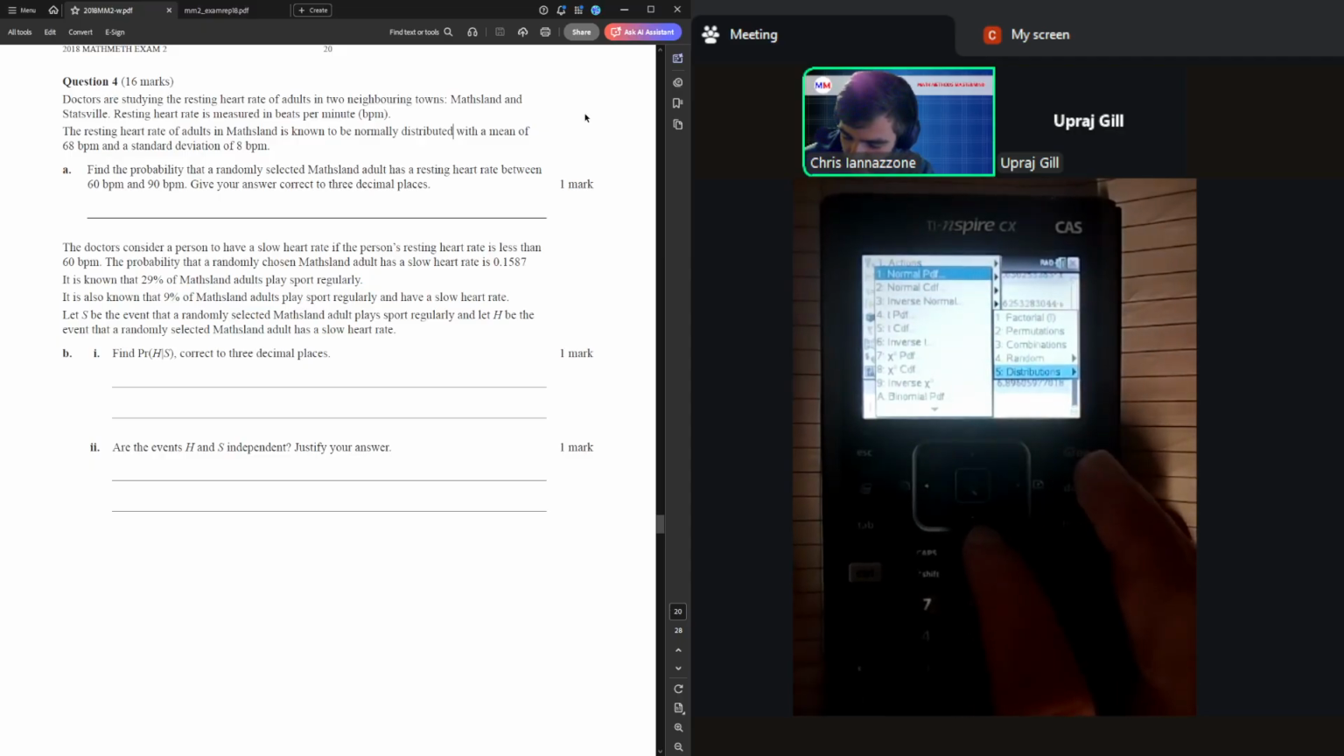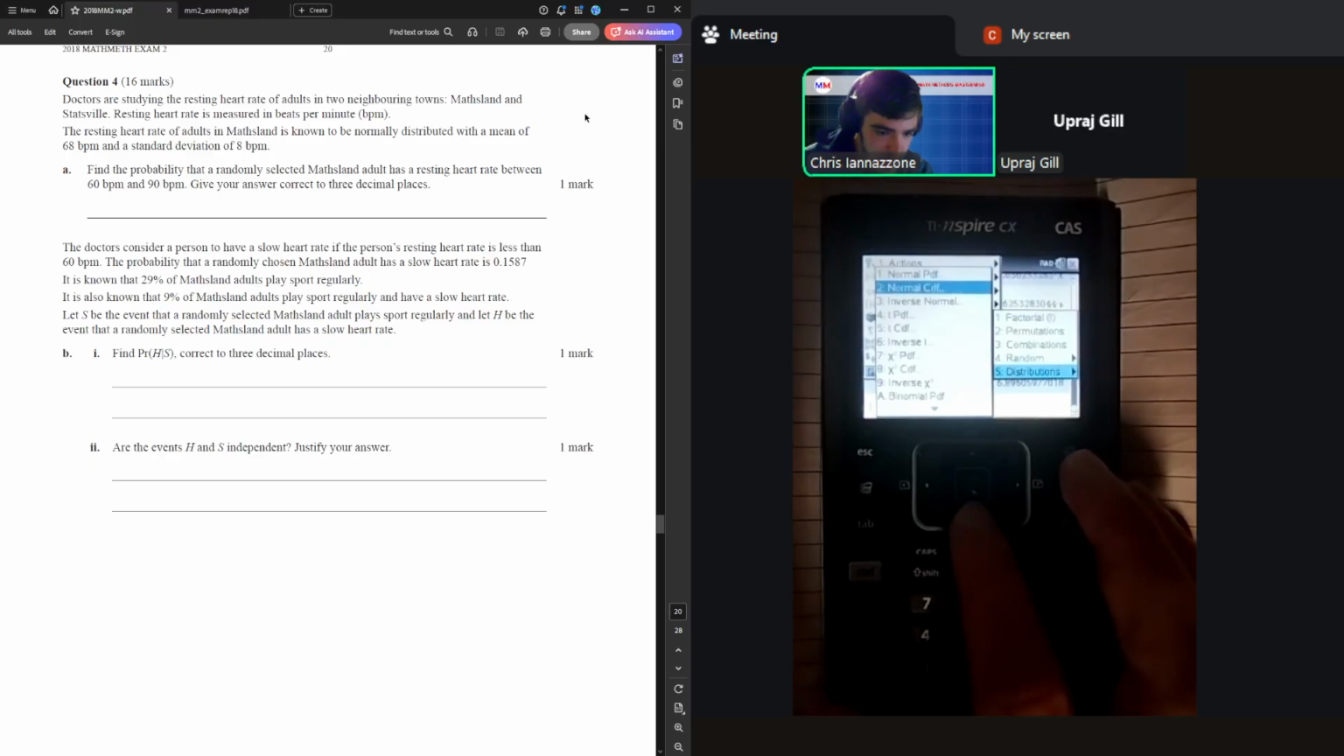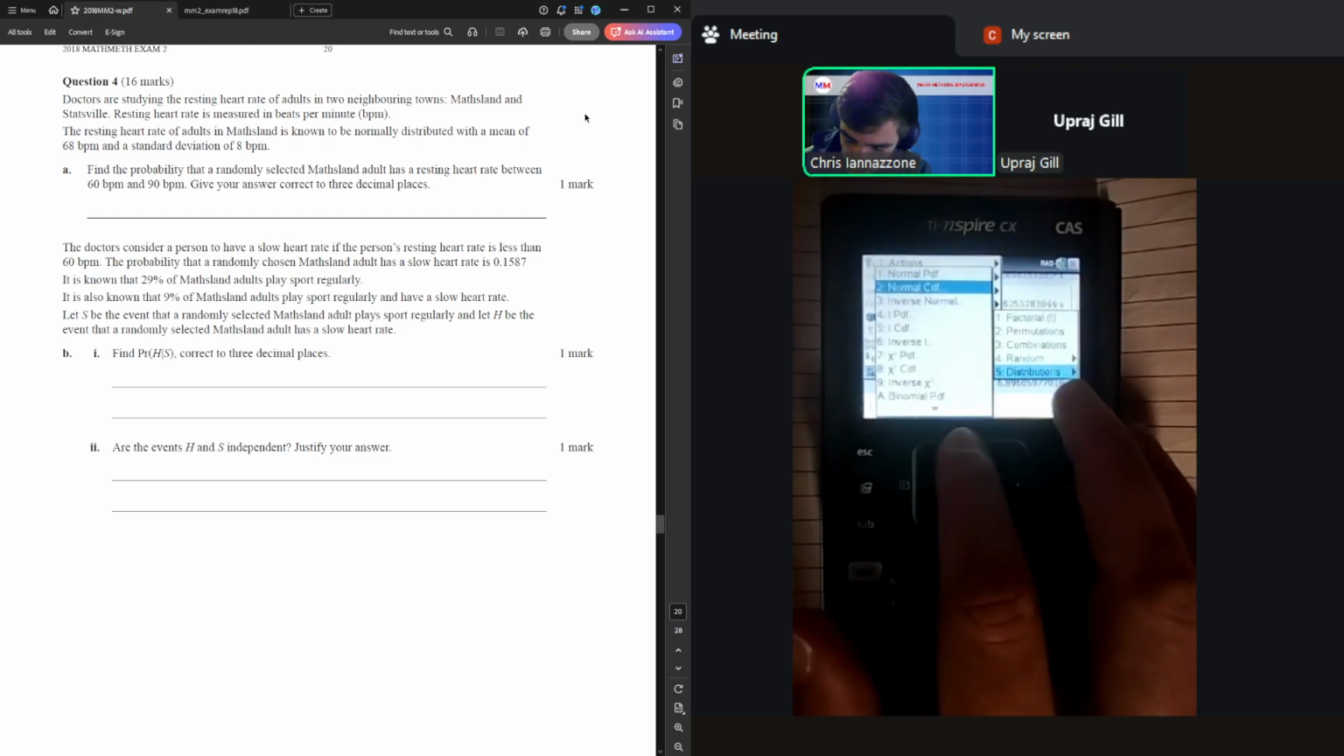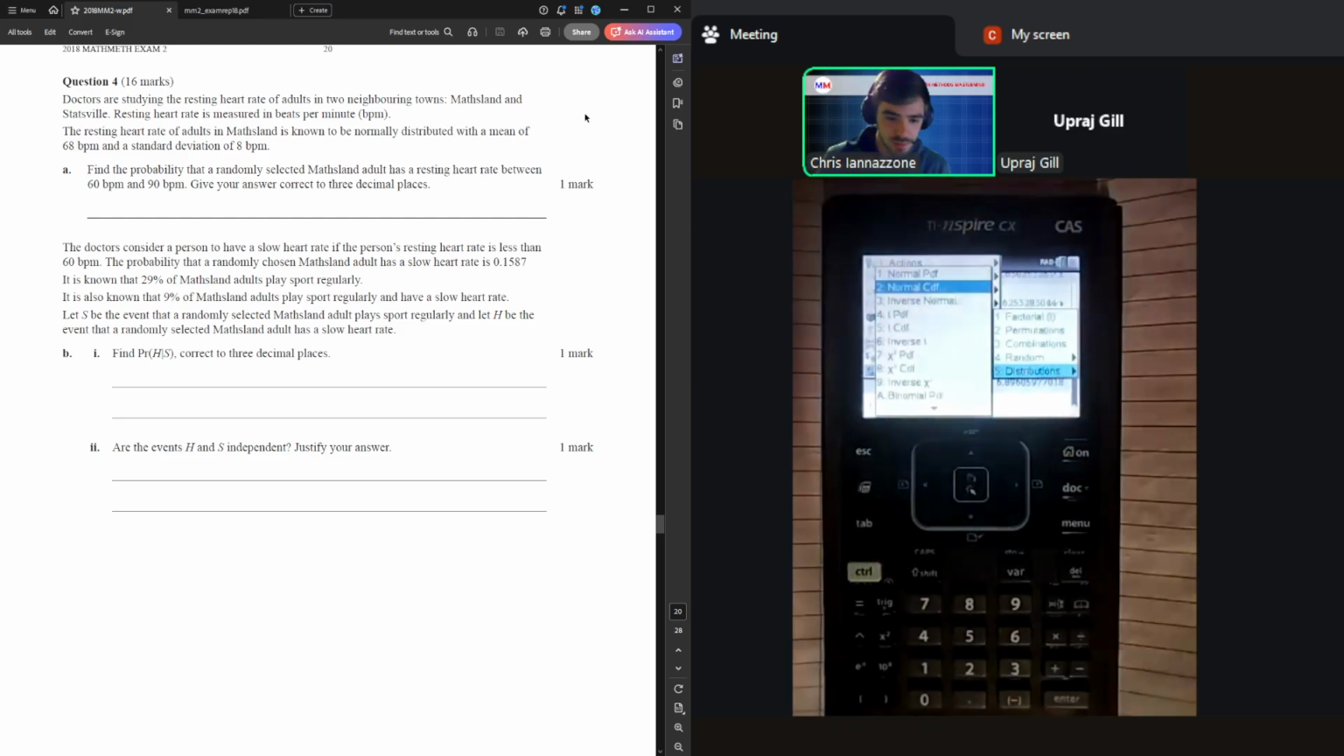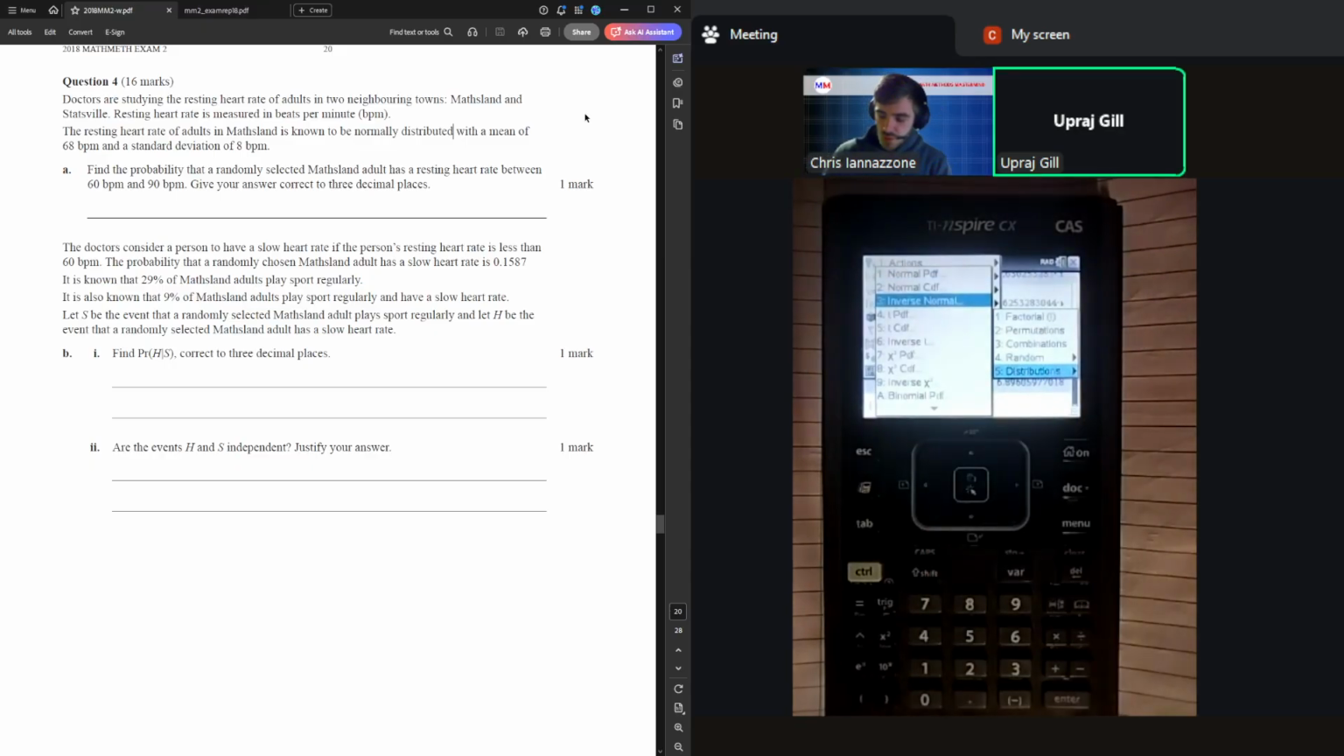I've never seen a circumstance where you need to use the PDF. You're pretty much only ever using CDF and inverse normal. CDF is for calculating probabilities. If you want to know the probability from A to B, you use a CDF. Same thing with binomial. Inverse normal is when you're doing effectively anything else, whether it's calculating an x coordinate, a z coordinate, mean, standard deviation. It's pretty much useful for all those sorts of things.